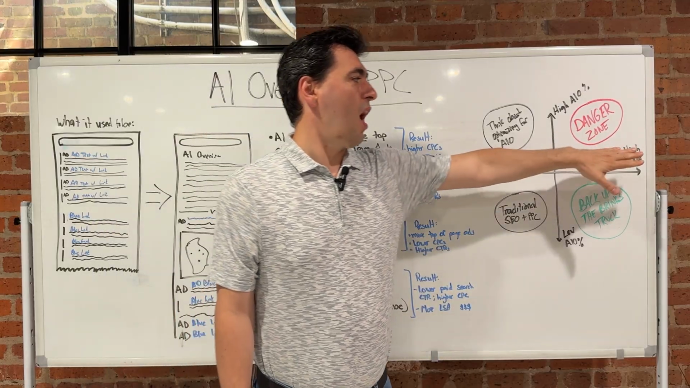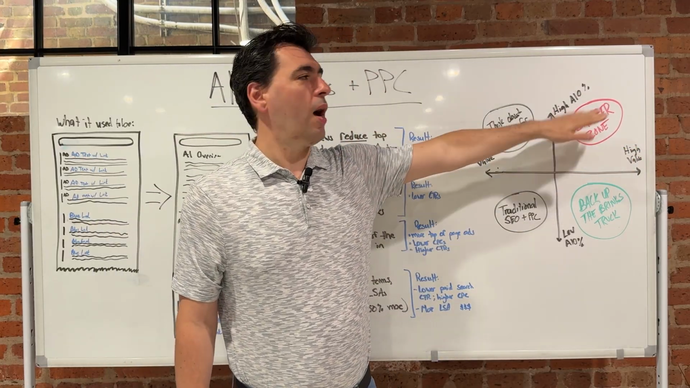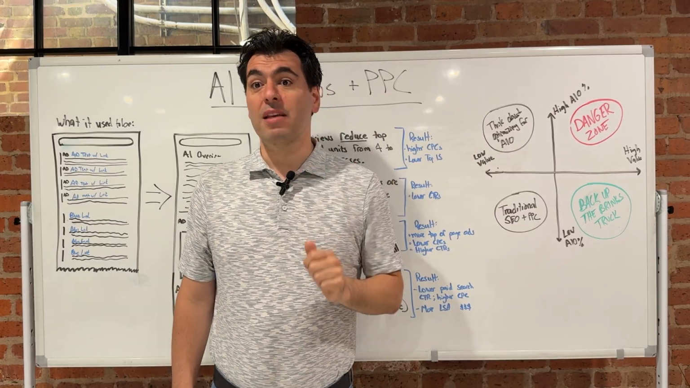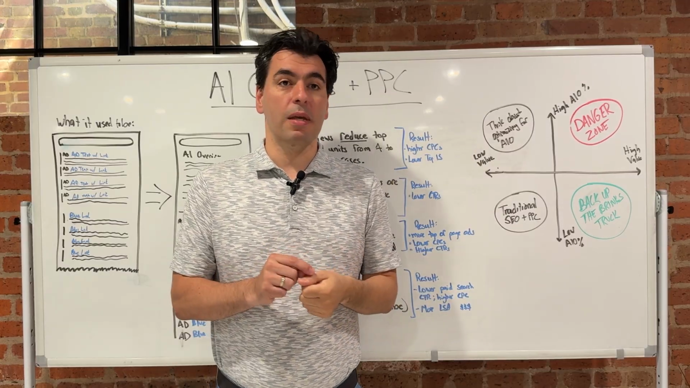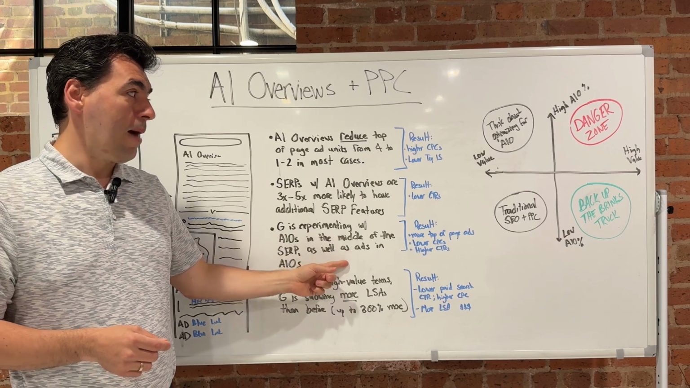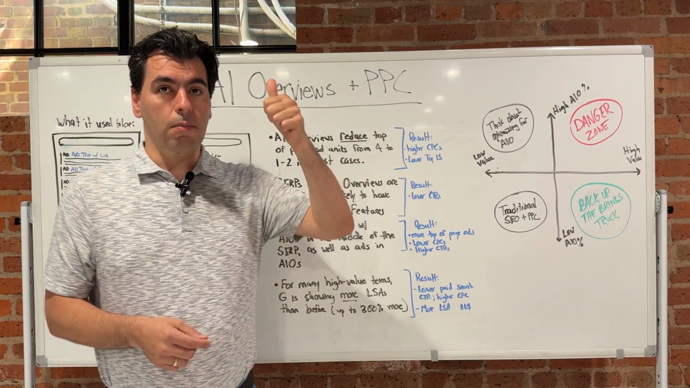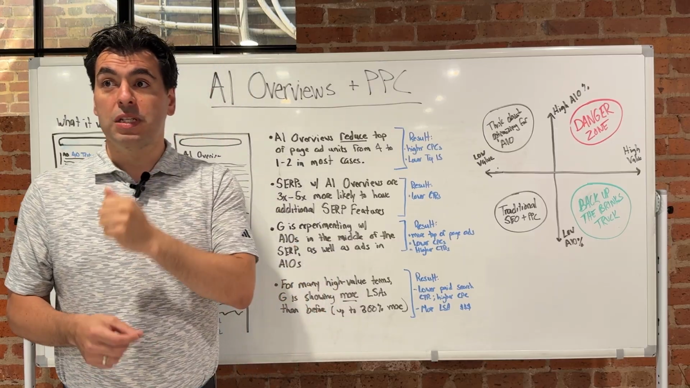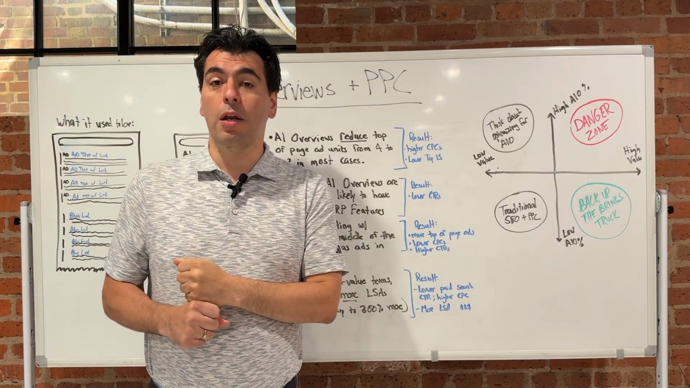If they are super high value terms and there is a super high percentage of AI overviews, that is a danger zone for PPC. That is a problem. Because what that means is that unless this change happens, you are going to be paying more, there are fewer ads available, and potentially your campaign performance will degrade over time.